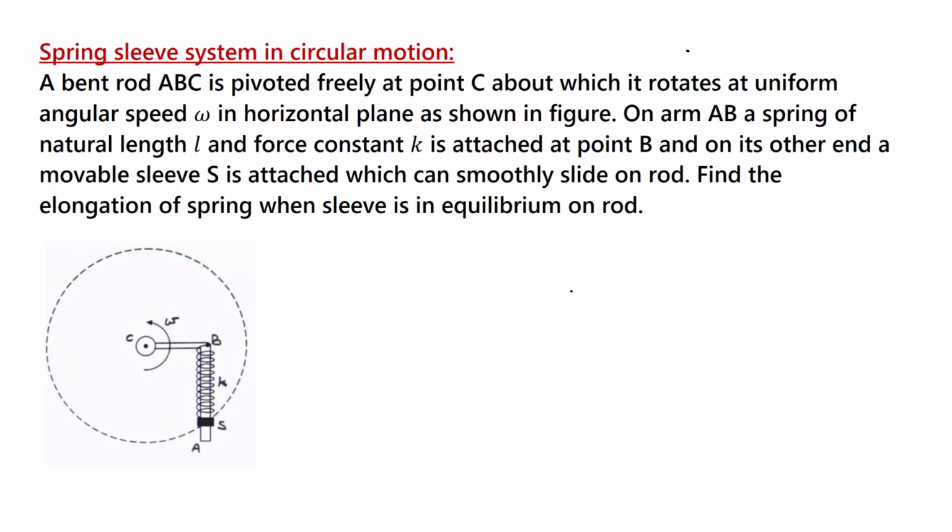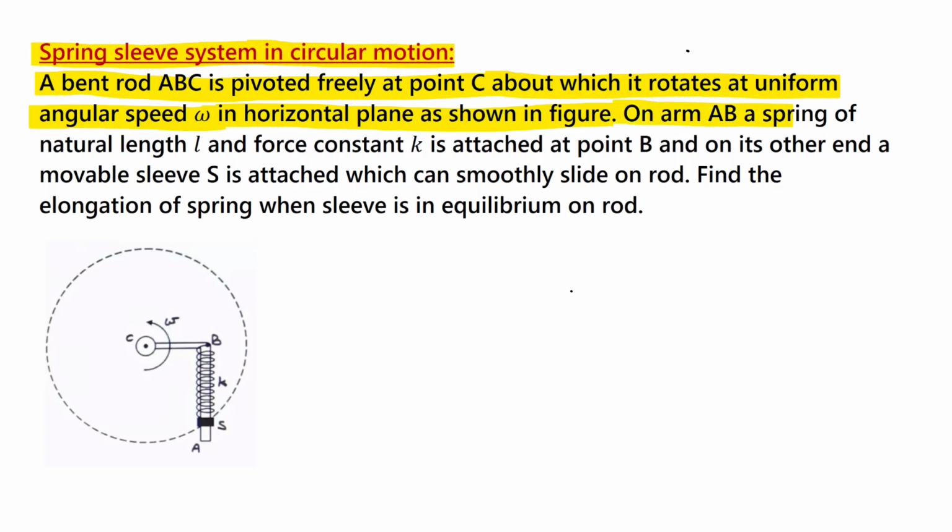Hello friends, in this video I will explain how you can analyze a spring sleeve system that is under circular motion. So this problem says a bent rod ABC is pivoted freely at point C about which it rotates at uniform angular speed omega in a horizontal plane as shown in this figure.